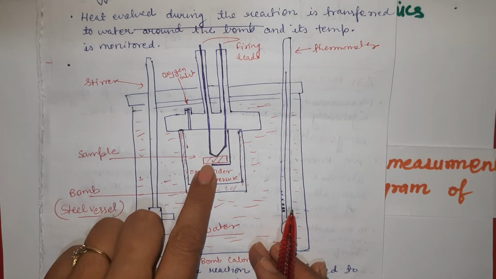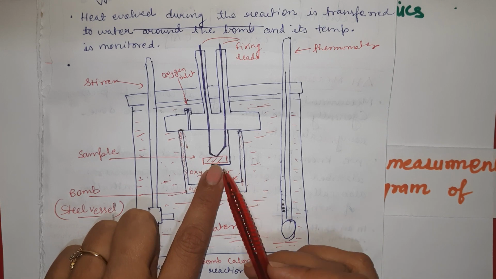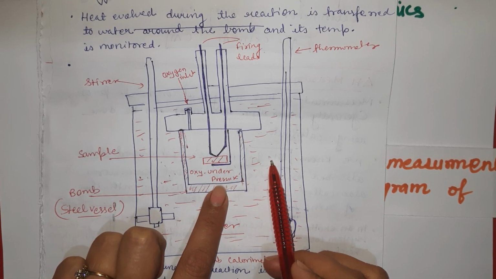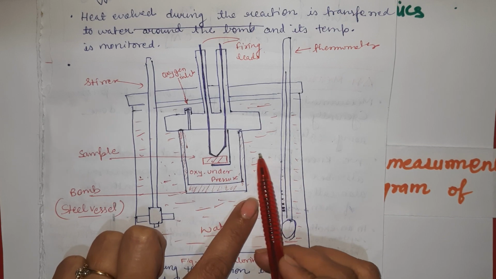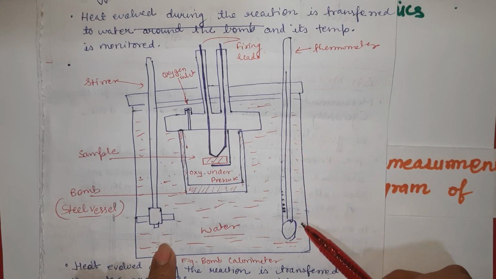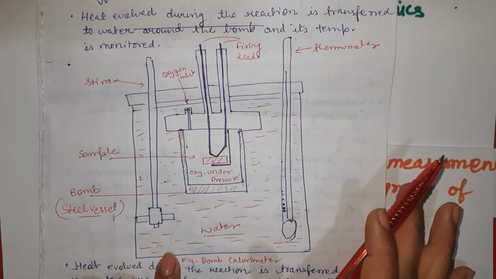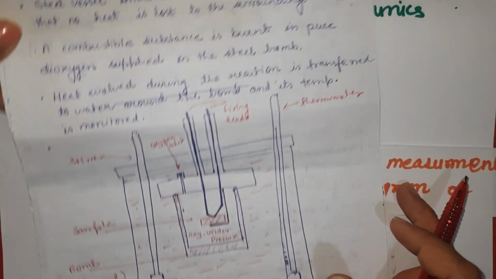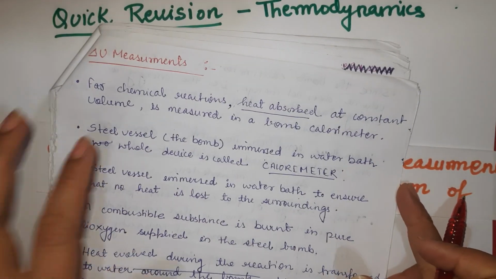When we burn the sample, the heat is transferred from inside to the outside water, and this temperature change or heat change is monitored by the thermometer. This is only about the delta U measurement. This is the diagram through which we can measure delta U.